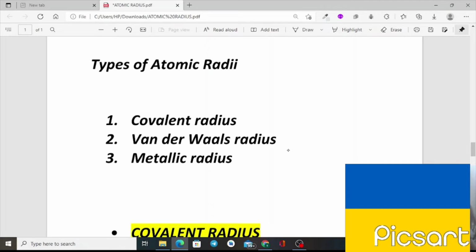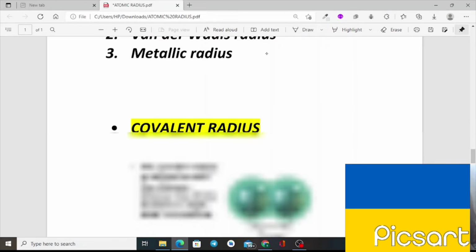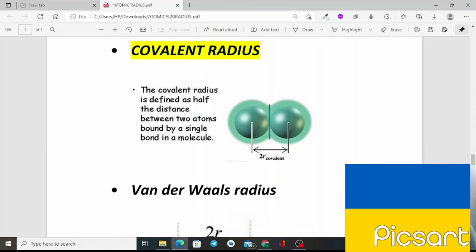We have three types of radius. We have covalent radius, van der Waals radius, and metallic radius. One by one we will learn about this. Firstly we have covalent radius. This type of radius is always used in the type of species that have covalent bond. I have given you an example here.